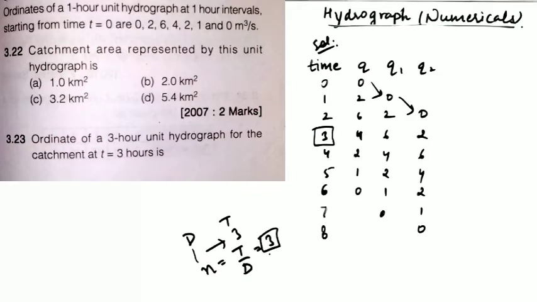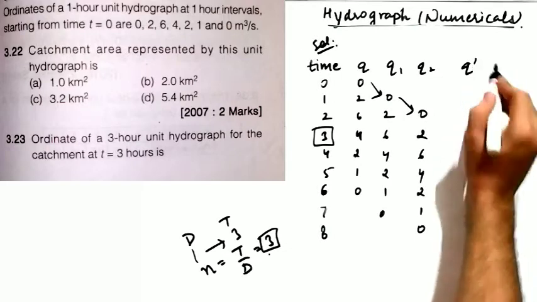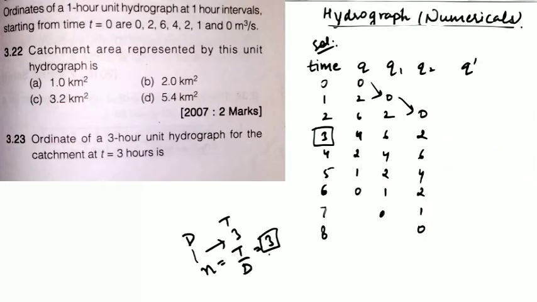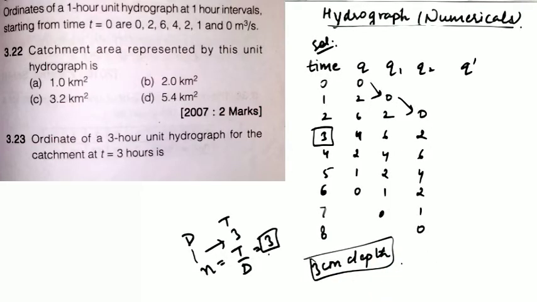Now you have to determine the total amount of discharge. This total discharge I am representing by Q dash. This total discharge will be a discharge for a total of 3 centimeter depth. But since the question is asking for a 3 hour unit hydrograph, you have to convert the 1 hour unit hydrograph to a 3 hour unit hydrograph. To convert it into a unit hydrograph, the depth should be 1 centimeter. So you will have to divide this discharge by a factor of 3. So first add all these discharges.